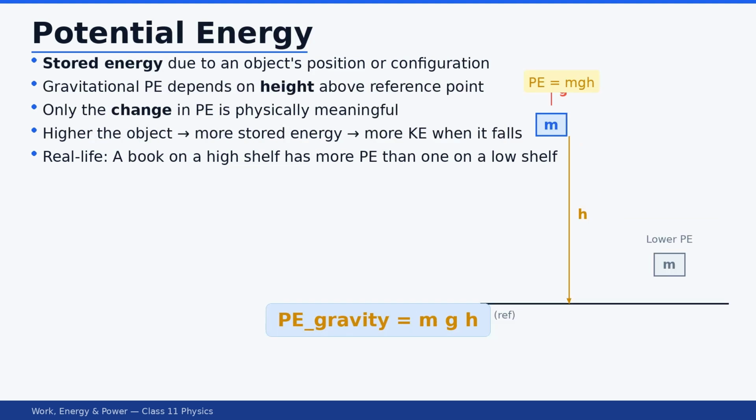Potential energy is stored energy due to position. Gravitational potential energy is given by mgh, mass times gravity times height. A book on a high shelf has more potential energy than one on a low shelf. You did work to lift it there, and that energy is stored. If it falls, that stored energy becomes kinetic energy. Only the change in potential energy is physically meaningful, so choose a reference point and measure from there.